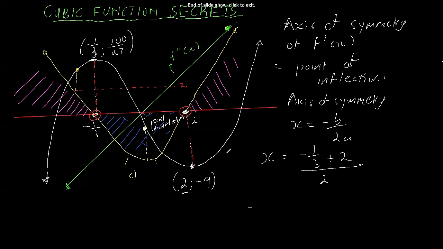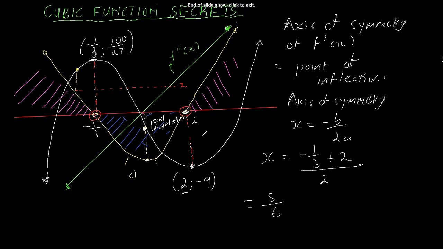So this is going to end up giving us 5 over 6, positive. So 5 over 6, right? So that's where you'll have your point of inflection there. So in other words, we do understand now that the axis of symmetry from the yellow graph here, from f prime x, is also telling us about the point of inflection, right? So those are the things that you can deduce from your f prime x, from your derivative function.